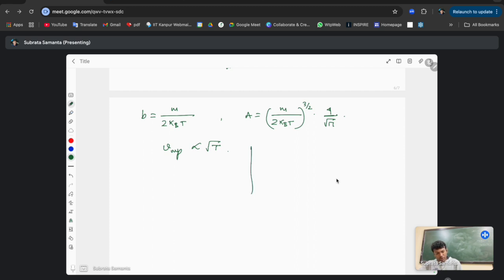If we draw a curve for two different temperatures, let's say one curve at T1, this curve is T1. Now I want to draw a curve for T2. This is, let's say, f of v versus v, and T2 is greater than T1. Now I want to draw a curve for T2. How to draw?